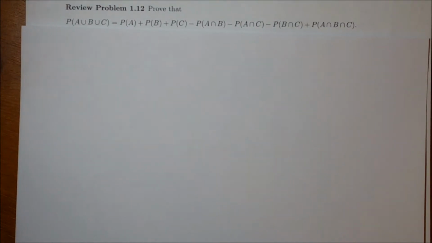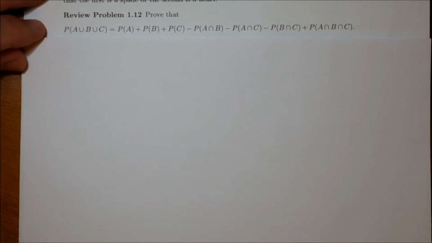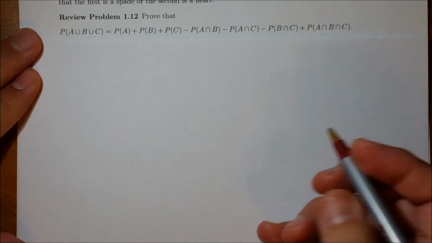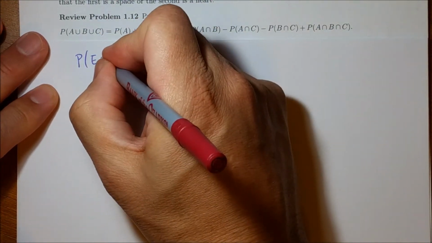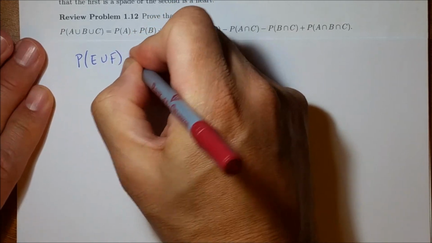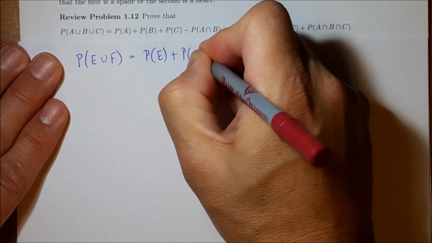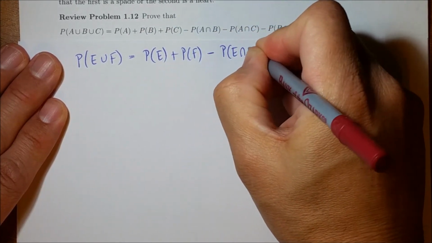Okay, so this review problem is a short theorem. Prove this formula for the union of three events. To do this problem, we'll recall that the formula for the union of two events goes like this. Probability of E union F is the probability of E plus the probability of F minus the probability of E intersect F.